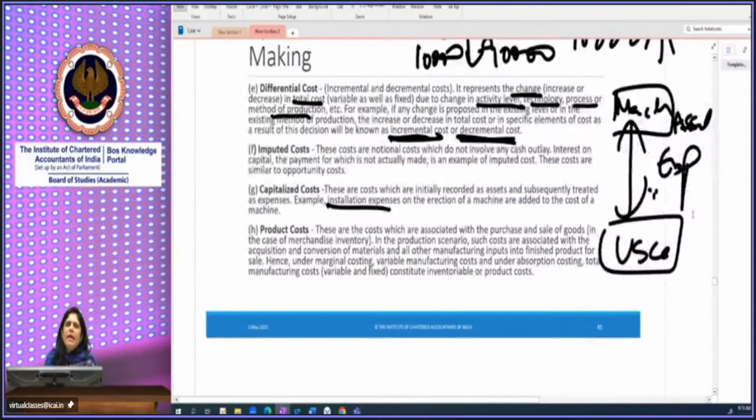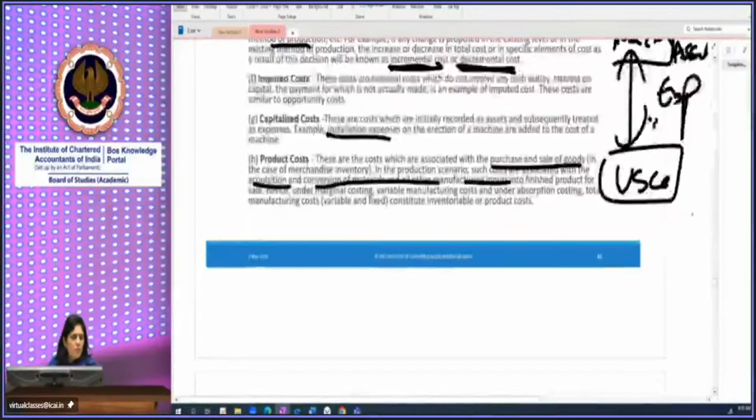Product cost. Product cost means everything that is added to the product. The raw material, the labor, the expenses, the whole manufacturing cost which is added to the product. Any cost which is incurred for the product is called as product cost. All right. So whatever is associated with the purchase and sale of goods or the product is called as product cost. Acquisition of raw material, conversion of material, manufacturing cost, everything that is incurred for the product is called as product cost. All right. Moving further.